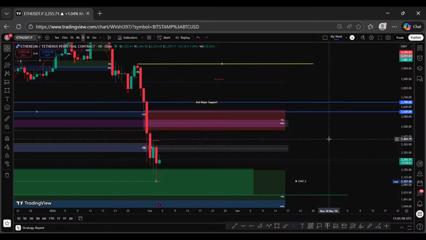Support and resistance: support is at the price which has been marked already, and the resistance is at 2107. The trade idea: if ETH pulls back into this zone, I will look for long entries with the stop loss below the structure and targets at the previous highs.